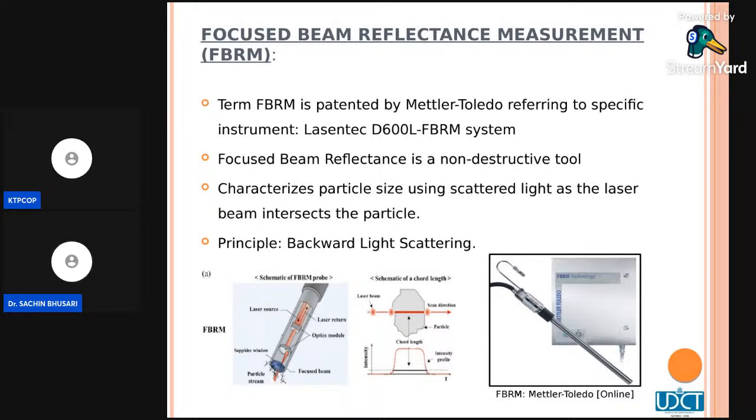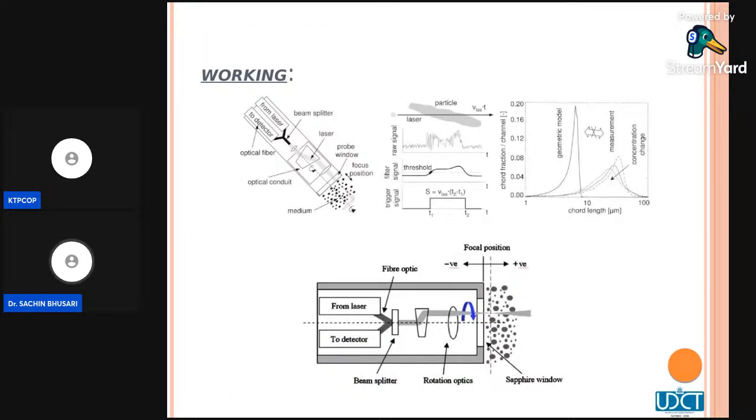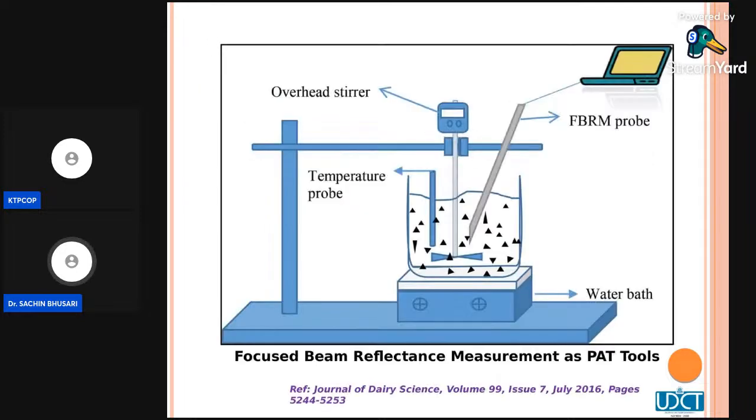You can get the image. You can see some of the working parameters in this slide, so you can see the working also. From the laser to the probe, there is a focal position, and you have sample systems. You can do backward imaging and collect the data. There will be some threshold, and you can get this. It is not possible to cover the mechanism of every instrument in the presentation, but just to give you glimpses. At real time, the focused beam reflectance measurement tool will look like this.